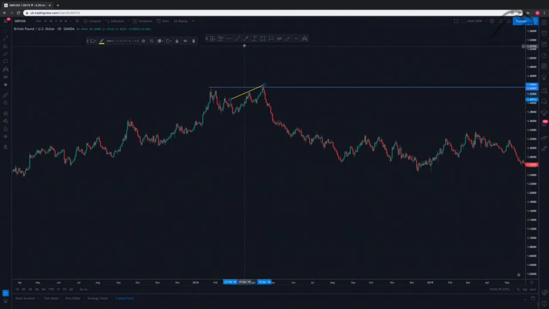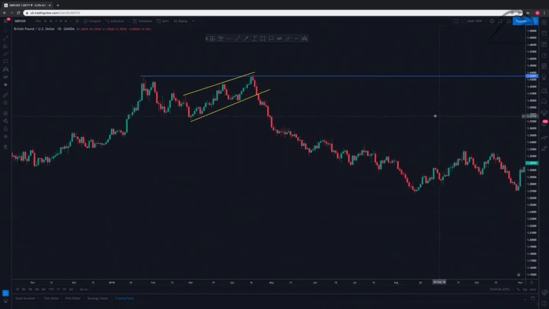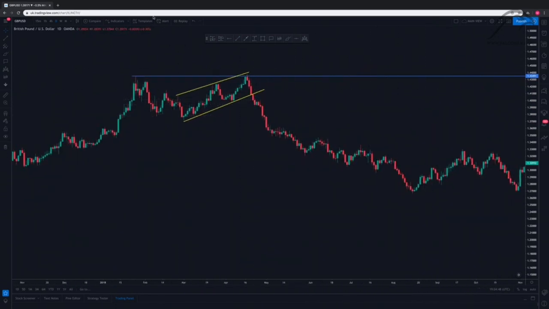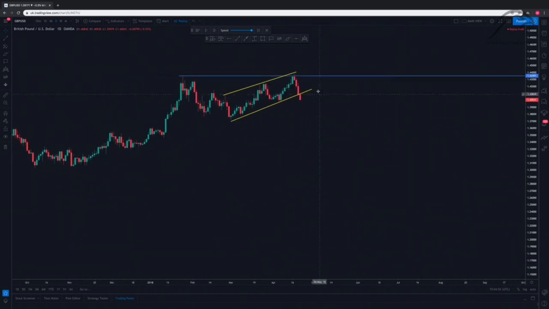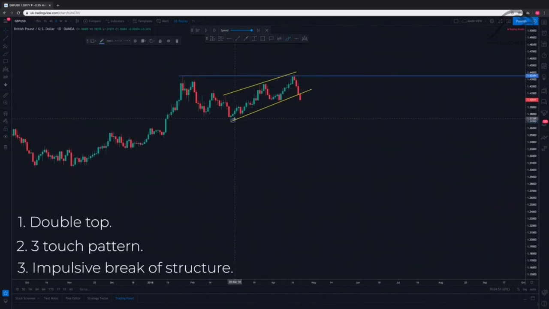So 1, 2, 3, ascending structure. And then we look at the same rule. So this is on a slightly shorter term. What do we do? We break impulsively. If we take price back to here, we've broken impulsively with this momentum out of this structure. So now we have a 90% probability that we will fill 90% of this correction.